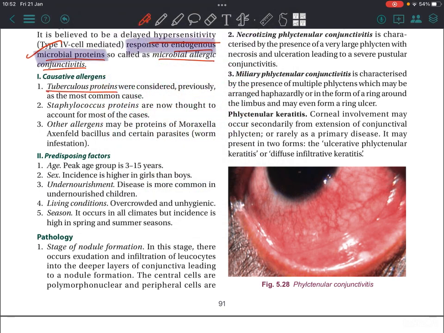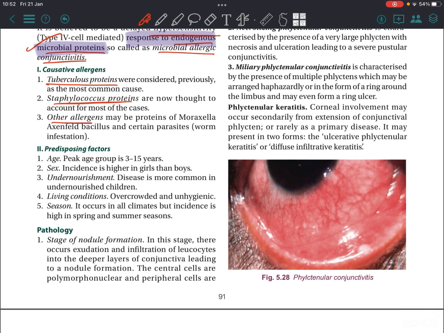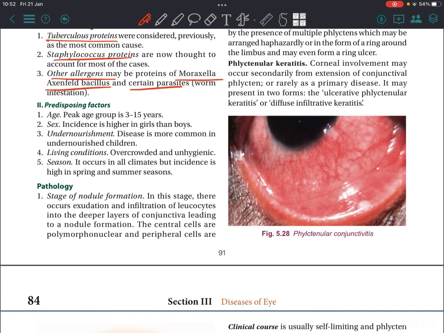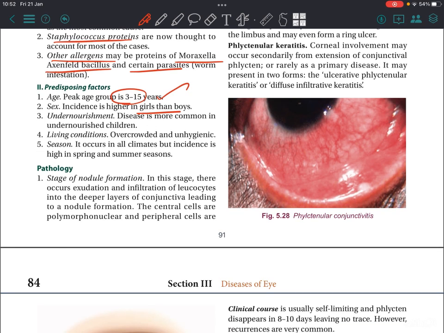Causation: tuberculous proteins were considered previously as the common cause. Staphylococcus proteins are also a cause. Other allergens may be present, such as Moraxella axenfeld bacillus and certain parasites. Predisposing factors: age, higher in girls; undernourishment; living condition, overcrowded and poor hygiene. Season: it occurs in all climates but incidence is high in spring and summer season.